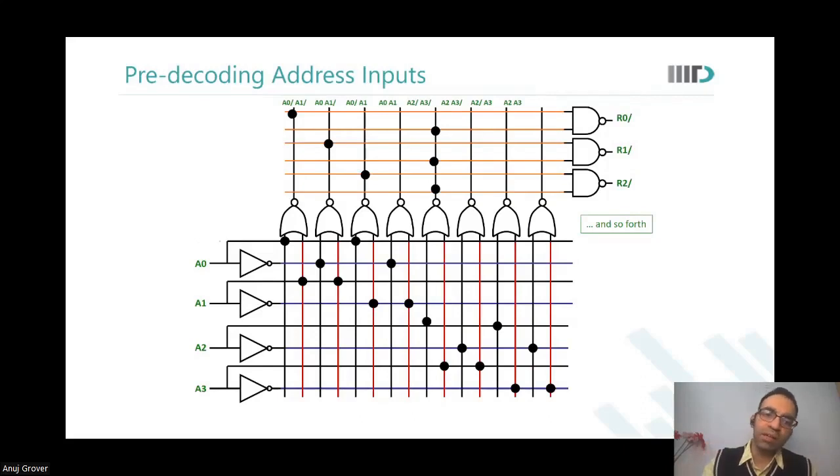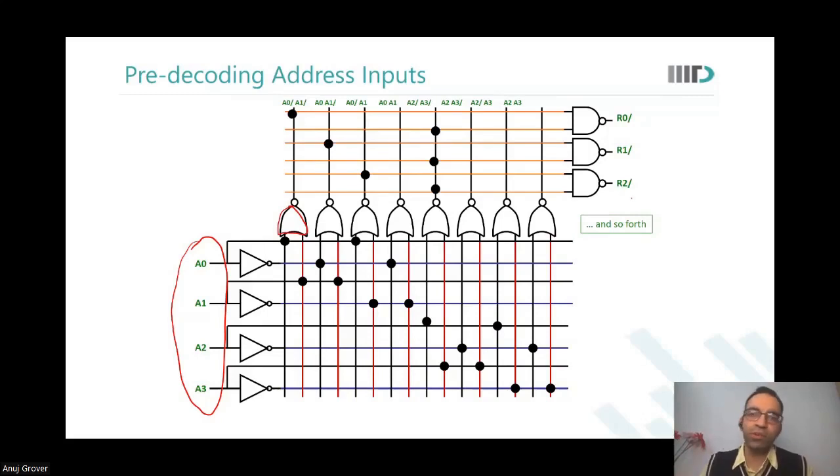We pre-decode such that if there are more address bits, for example, if we have 4 address bits, we do the first level of decoding through the first set of gates, and the second level of decoding through the second set of gates.